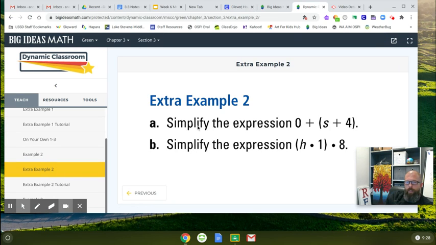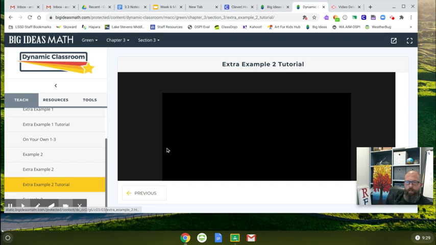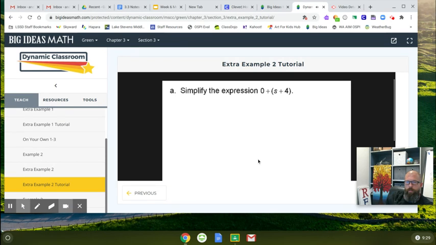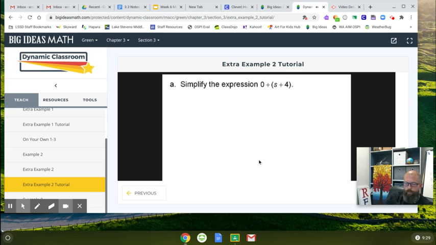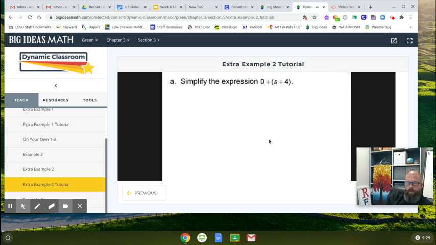Okay, let's take a look at these. Simplify the expression 0 plus the quantity s plus 4. Now, when you're adding, 0 doesn't make the answer 0, right? Notice the 0 in our expression. So to simplify this, we will need to use the addition property of 0. This property states that the sum of any number and 0 is that number.